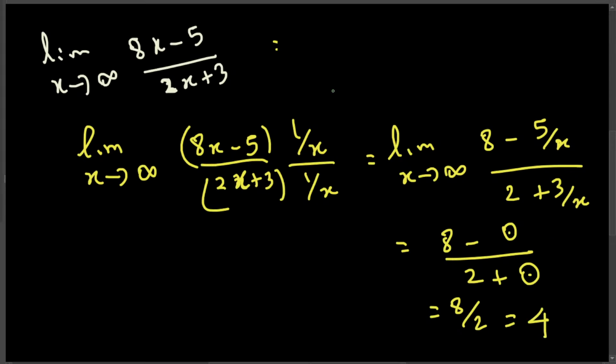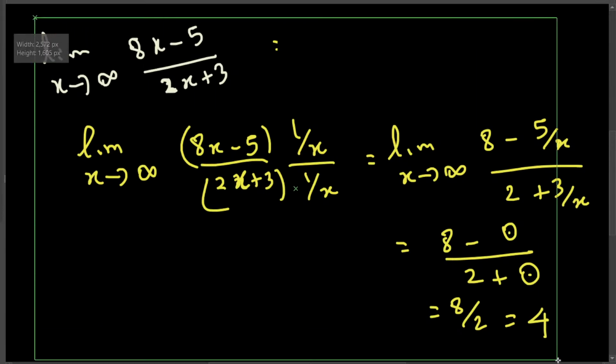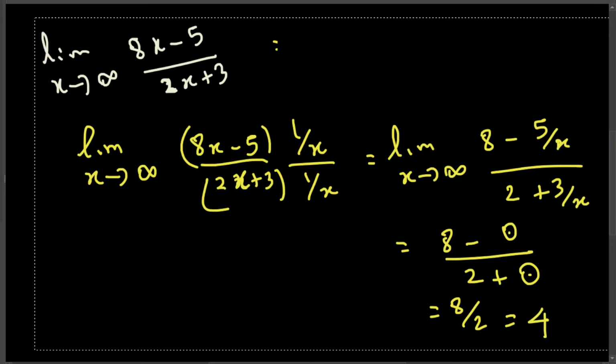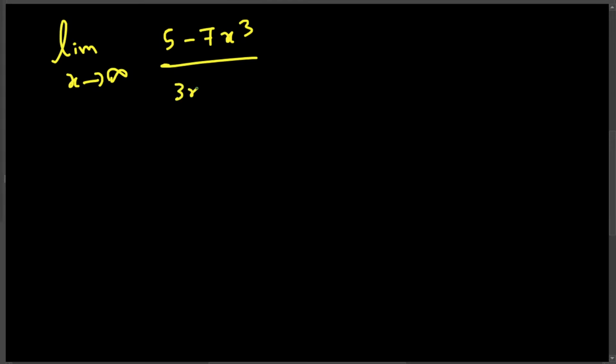Now let's look at another problem. Let's say we have a question like limit x approaches infinity of 5 minus 7x cubed, and in the denominator we have 3x plus 5x cubed plus 9. Now here, how can we solve this one?